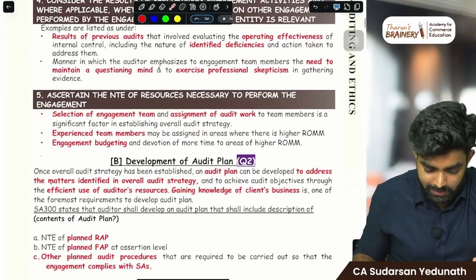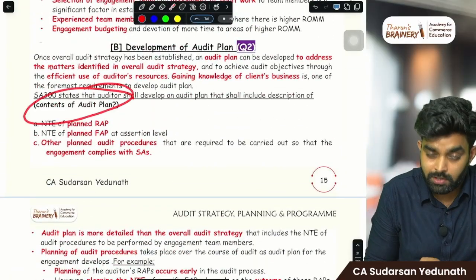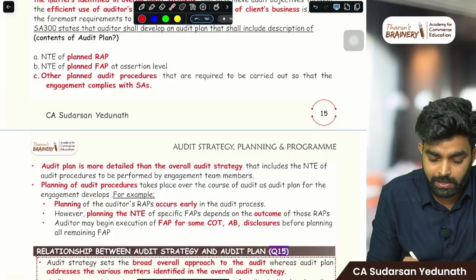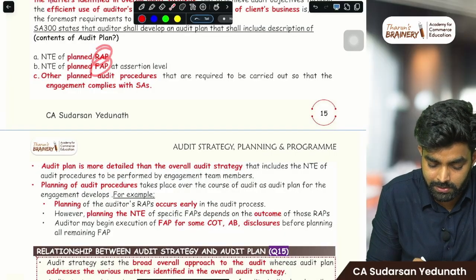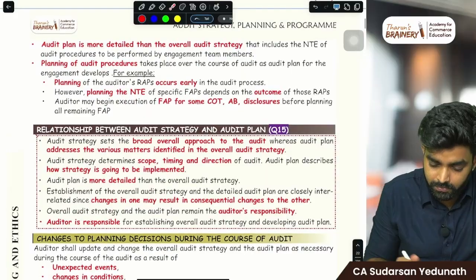These are very easy areas. Then development of an audit plan. What are the contents of an audit plan? Nature, timing and extent. I told you the audit plan will contain risk assessment procedures, further audit procedures, other planned audit procedures, and the nature, timing and extent of all this.